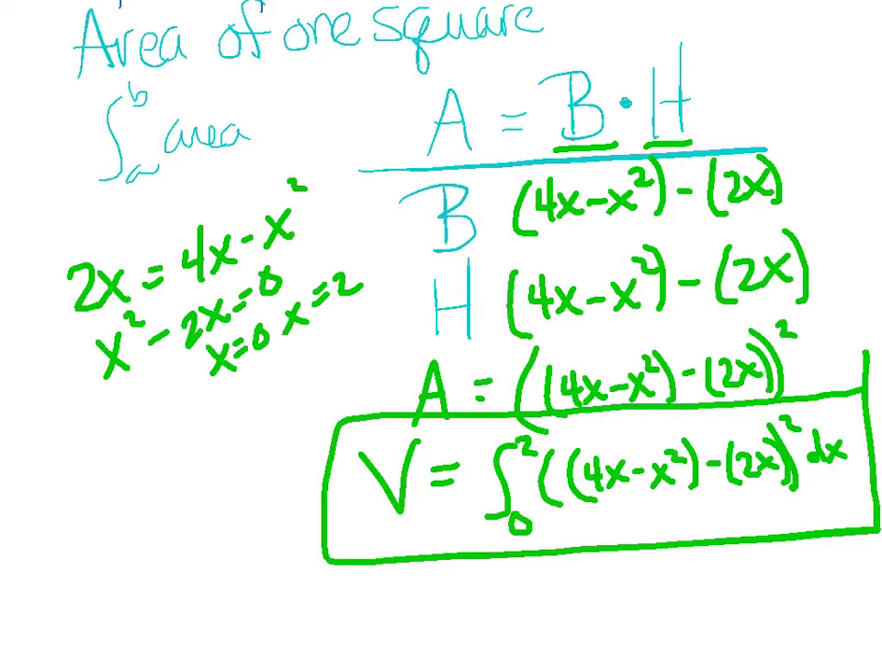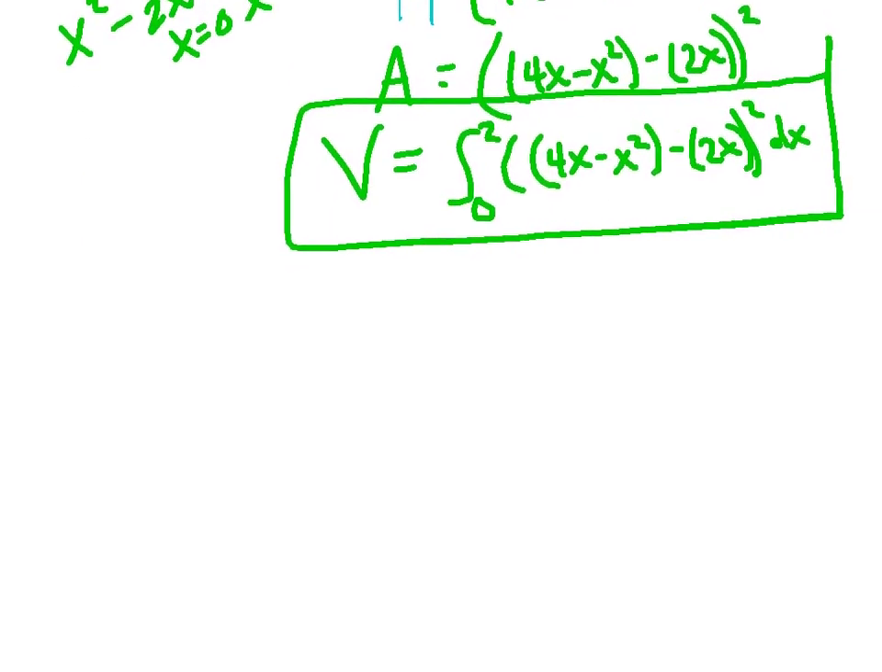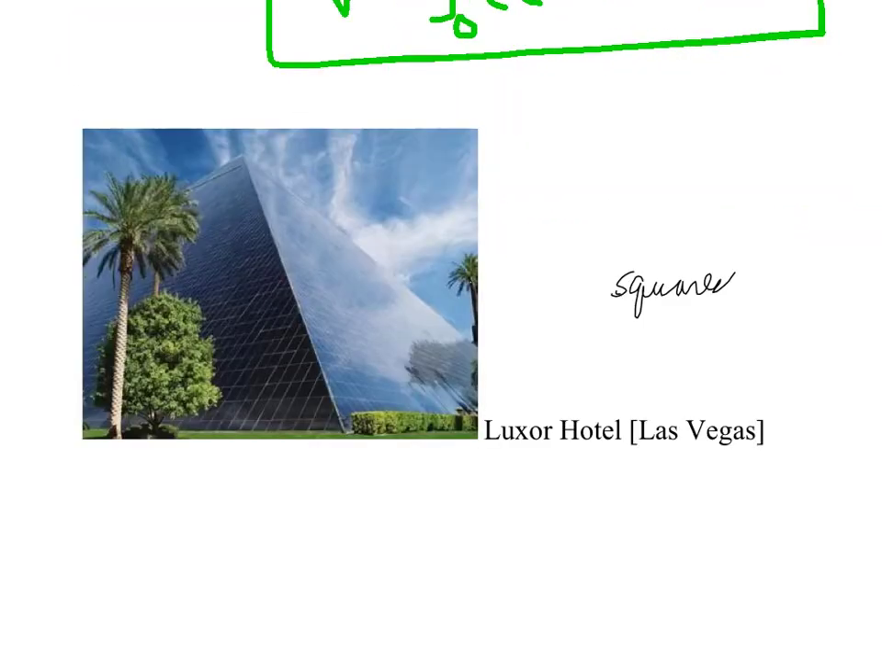There are actually lots of buildings that look like this. Let me give you an example of a building you may or may not be familiar with. Here's the Luxor Hotel out in Las Vegas. Basically it's in the shape of a pyramid. If you were to cut that pyramid right in half, you would be staring at a square. It's made up of an infinite amount of squares, and you could easily calculate the volume of this hotel.